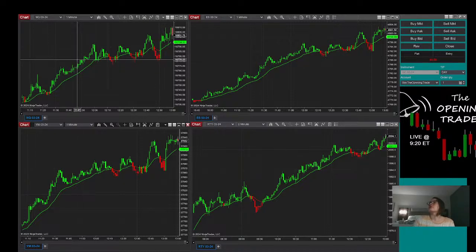All right, so NASDAQ, S&P 500, Russell, and Dow. And the first one to start looking for automated trade signal indicators is going to be the Dow in less than 2 minutes.